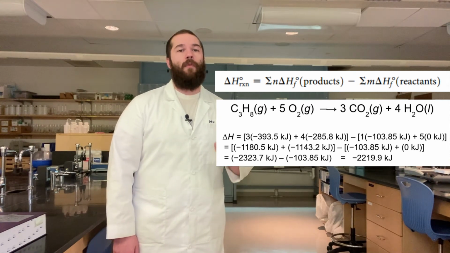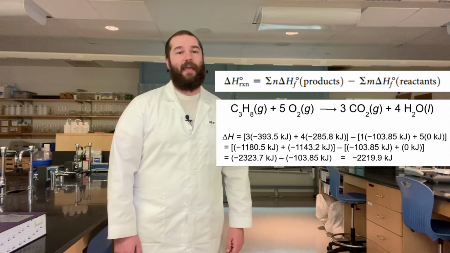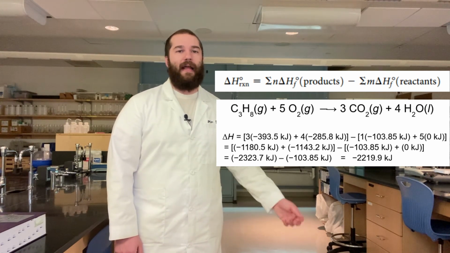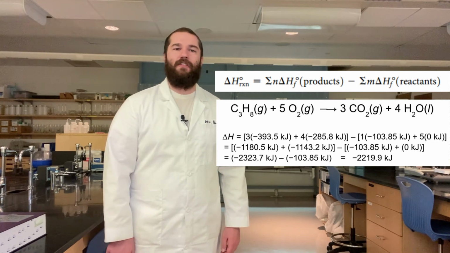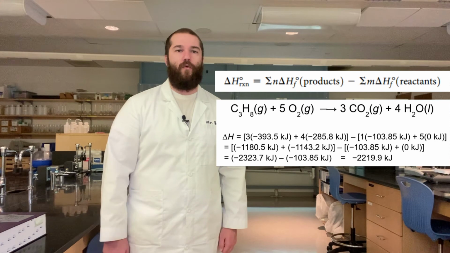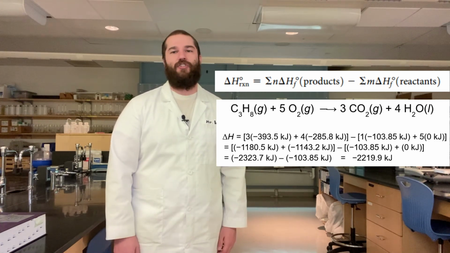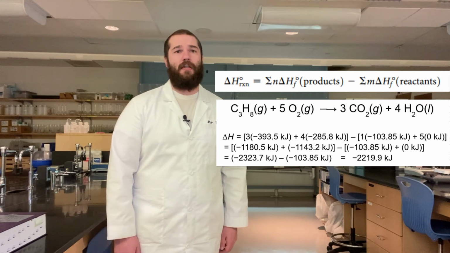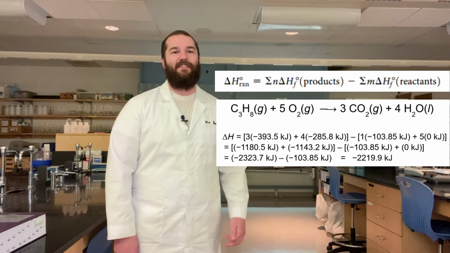We've got 1 mole of gaseous propane, and that's going to be negative 103.85 kilojoules per mole. And we're going to add that to our oxygen value, so 5 moles, but oxygen's already in its allotropic form, so the value is 0. It's already existing in how it exists in nature. So anytime you're talking about allotropes, the delta H of formation is always 0. So it's going to be 5 times 0.